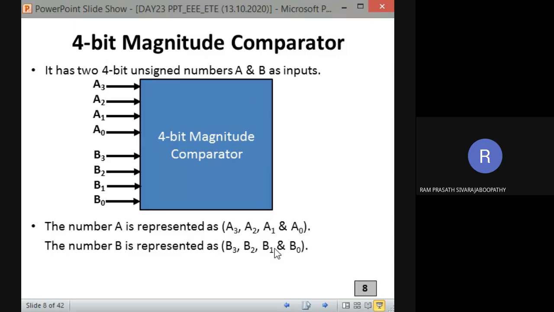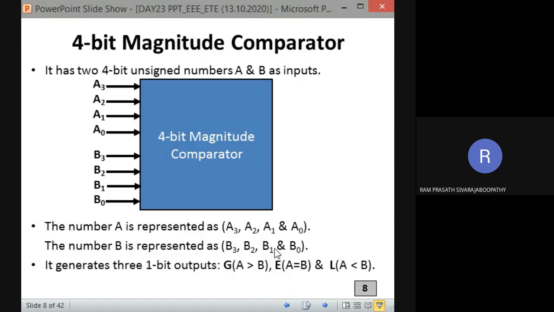See, நான் எத்தனை பிட் இன்புட் வேணாலும் கம்பேர் பண்ணலாம்ப்பா. ஆனா என்னோட அவுட்கம் என்னது? Whether both the numbers are equal, or lesser or greater. Clear? So here also you are going to have only 3 outputs. GEL. Is it clear for all of you up to this?